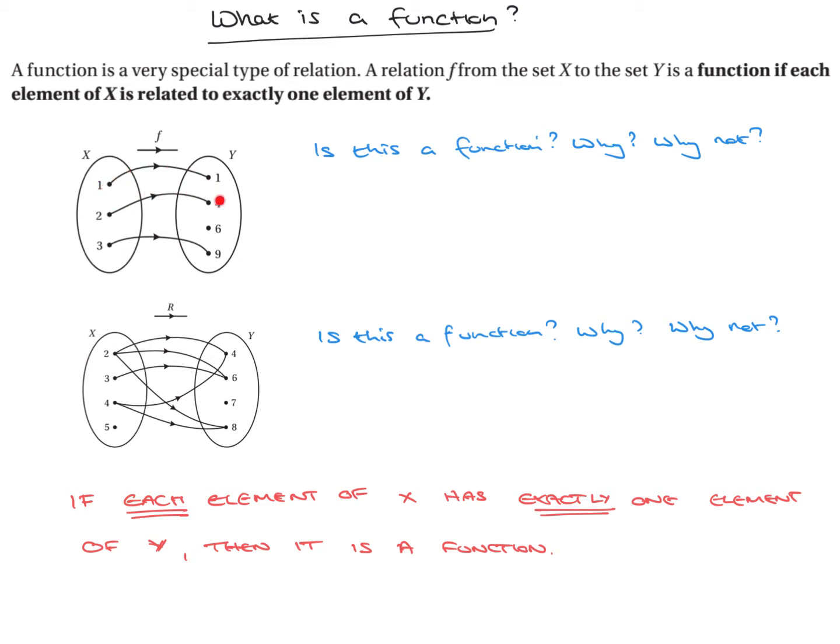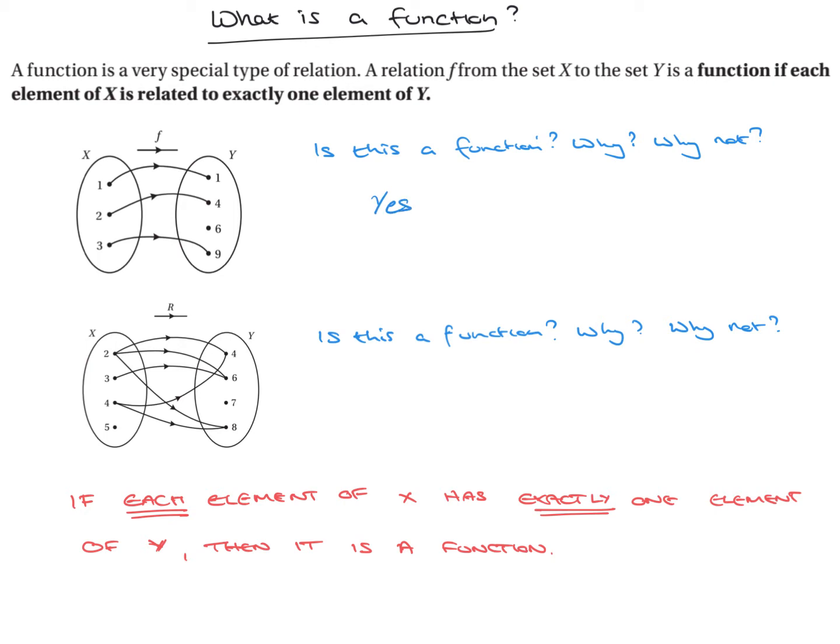This input goes to one output, and this input goes to one output. Therefore, this is a function. The fact that we're not using this 6 makes no difference. It says here it's a function if each element of x is related to exactly one element of y. 1 to 1 here, 2 to 4, and 3 to 9. So this is a function for exactly the reasons I've just given.